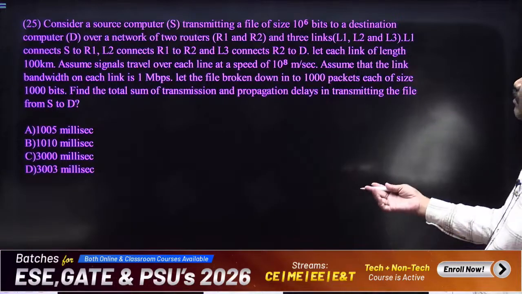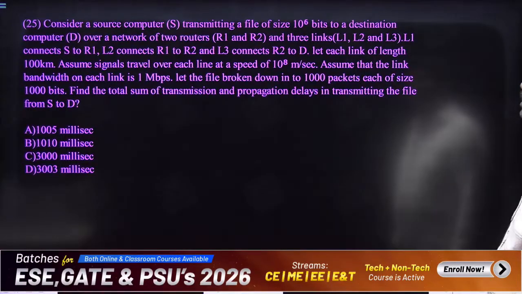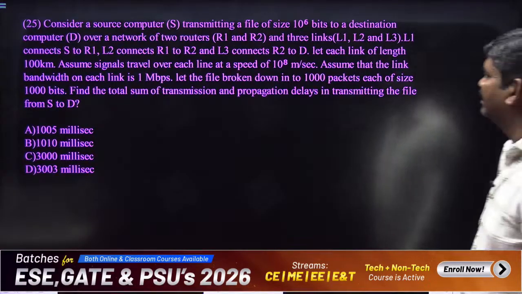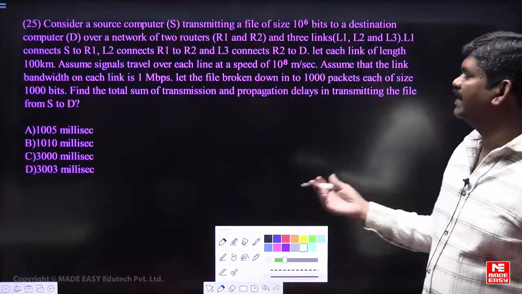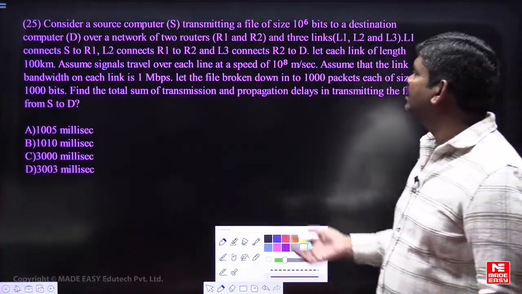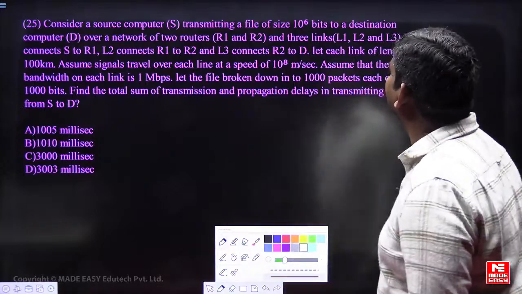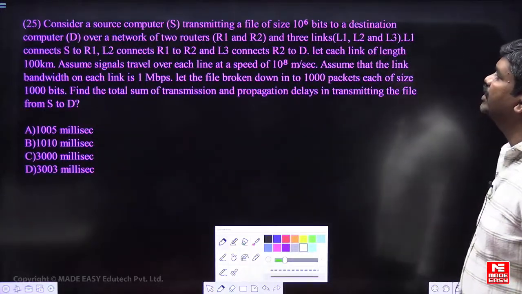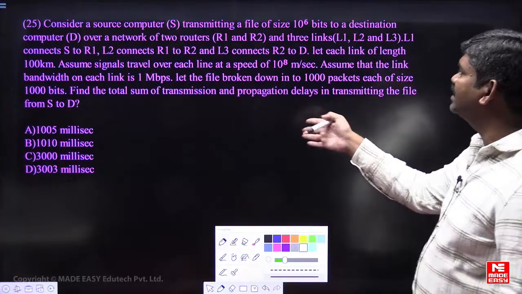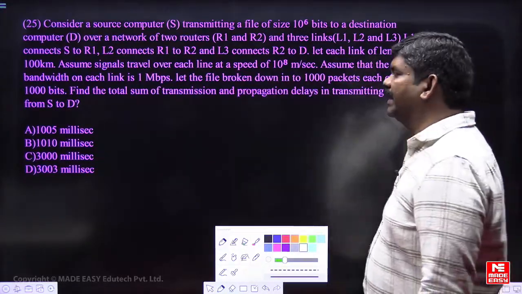The same problem, one more model is given. So please try this question also. It is also regarding packet switching only. See, the source computer is transmitting a file of size 10 power 6 bits to a destination over a network of 2 routers, meaning S is connected to the destination D.